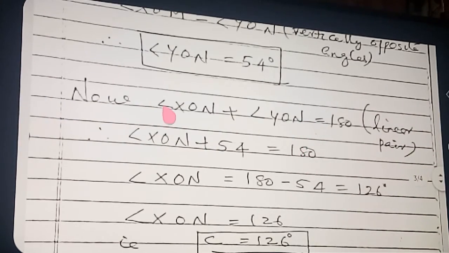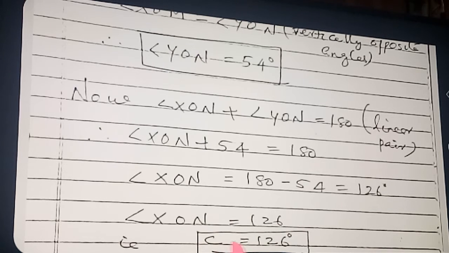Now see here. Angle XON plus angle YON is equal to 180. The meaning is they form a linear pair. Clear? Therefore, angle XON plus, what is the value of angle YON? 54 degrees. Yes, is equal to 180. Therefore, what is angle XON? XON is equal to 180 minus 54. So how much will come? 126. So angle XON is 126.